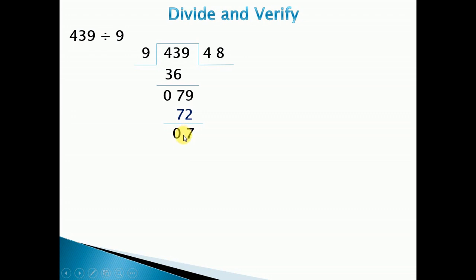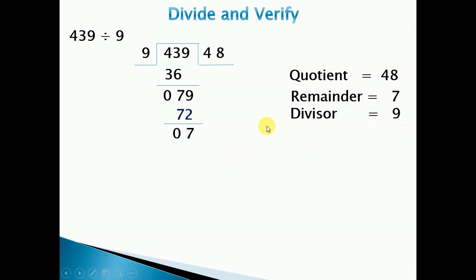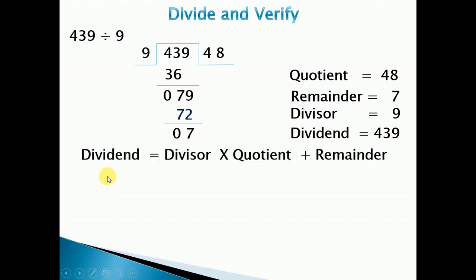Now as there are no more digits to bring down, we have finished our division. Thus the quotient is 48, remainder is 7, divisor is 9, dividend is 439. We know that dividend is equal to divisor into quotient plus remainder. Dividend is 439. We put the values in it.